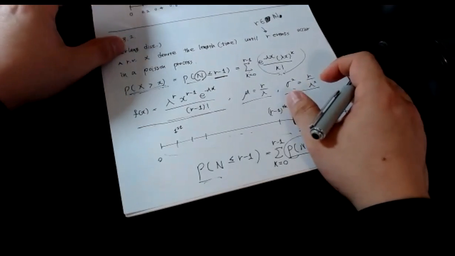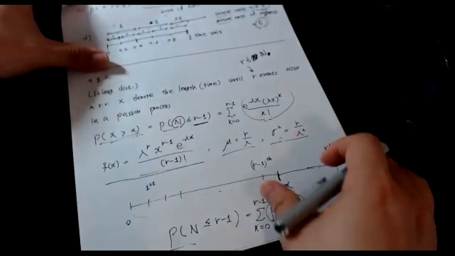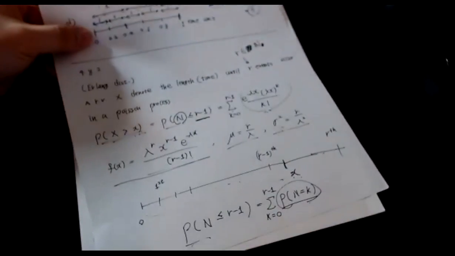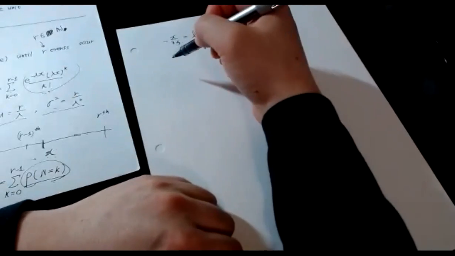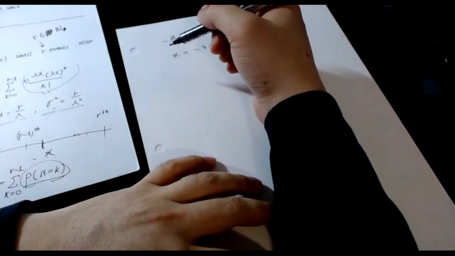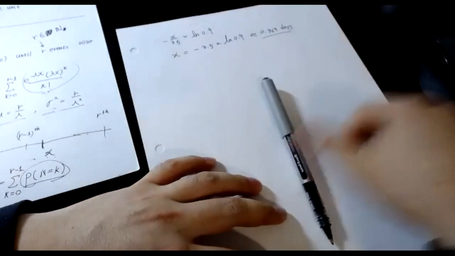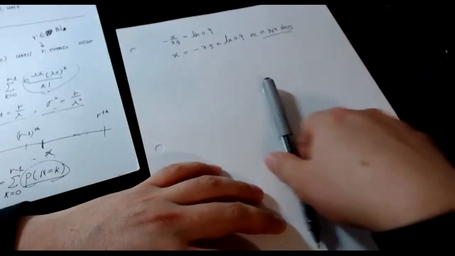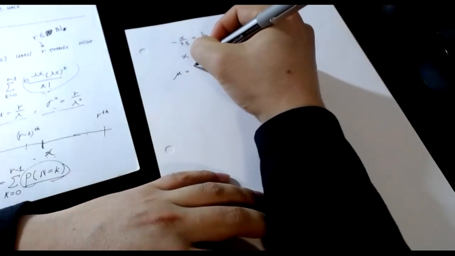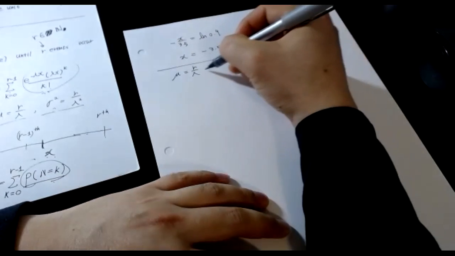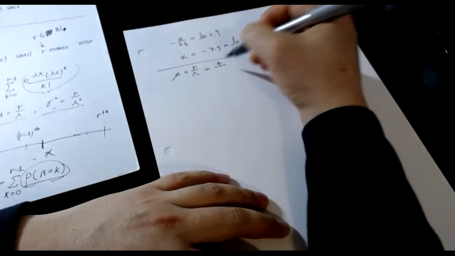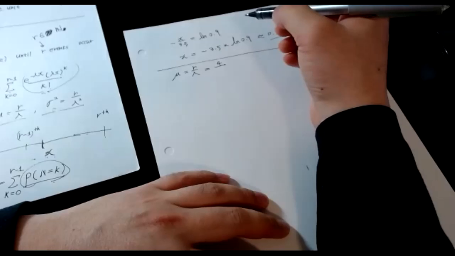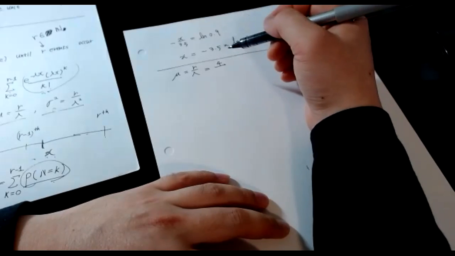Now, question A. What is the mean time until the fourth mutation? So mu was r over lambda, right? The problem says that r is 4, and lambda is what? Once every 3 months, right? So lambda is 3, right?